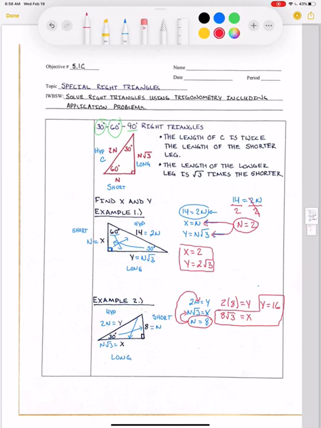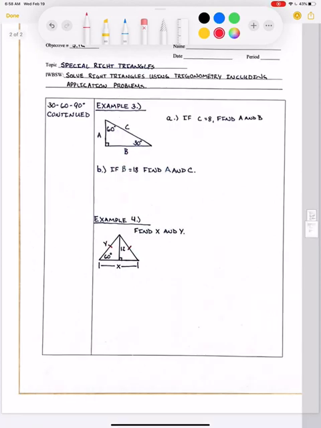We have a couple more examples. Example 3. It says, if c equals 8, find a and b. So we got a couple things here. C is 8. I'm going to go ahead and just write that in. Okay. Find a and b. So it's the same thing we were doing on the previous two examples. We're trying to find two sides, and instead of being labeled x and y, here they're labeled a and b.